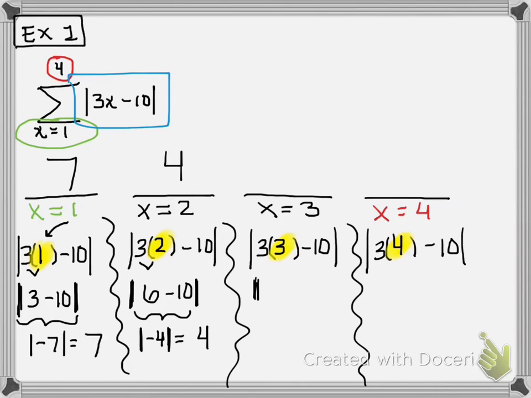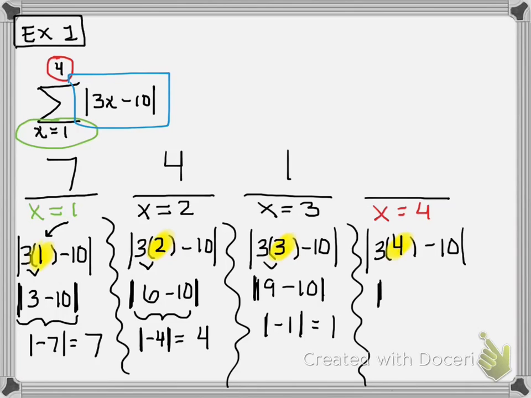The next one, absolute value of 3 times 3, which is 9, minus 10. Oh man, there we go. And then we know that 9 minus 10 is the absolute value of negative 1. Absolute value of negative 1 is a positive 1.